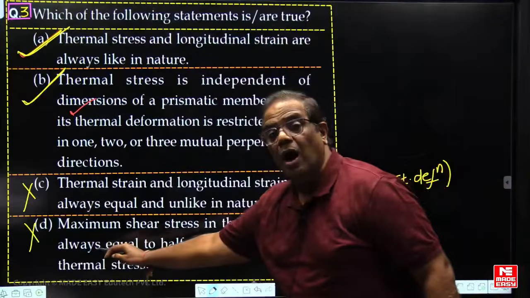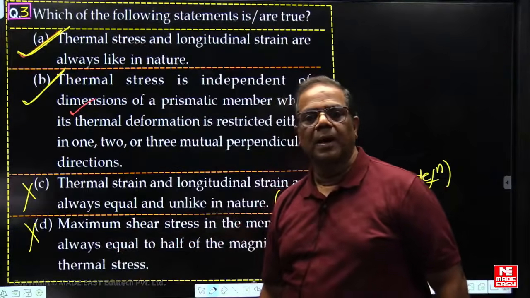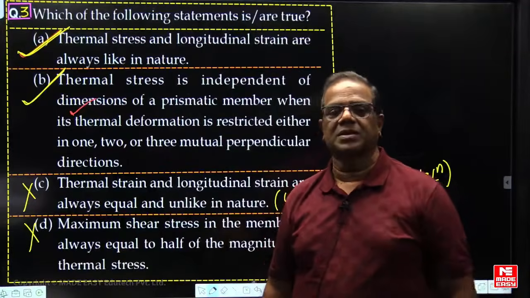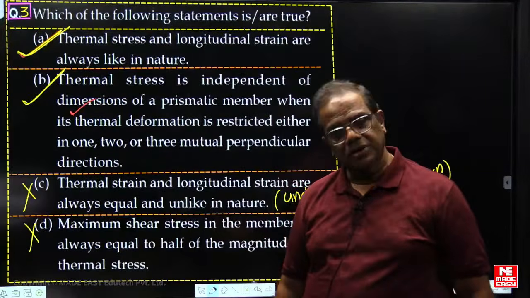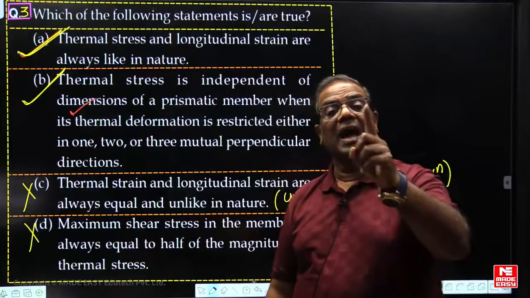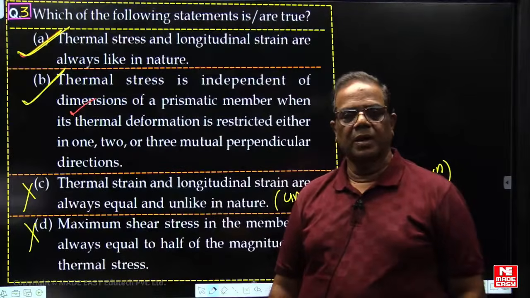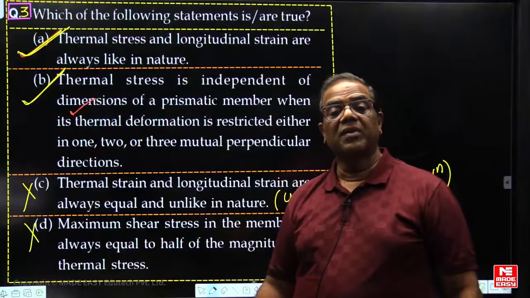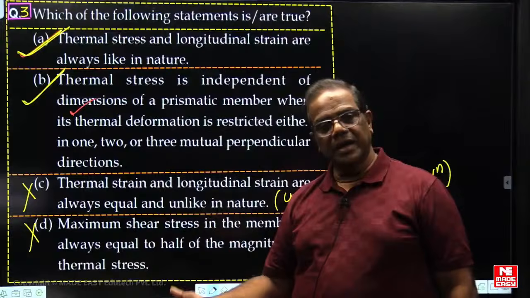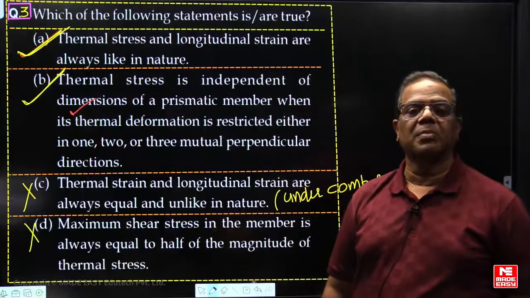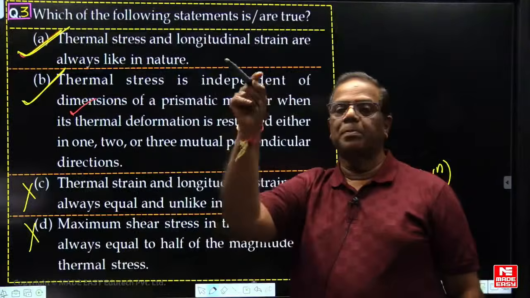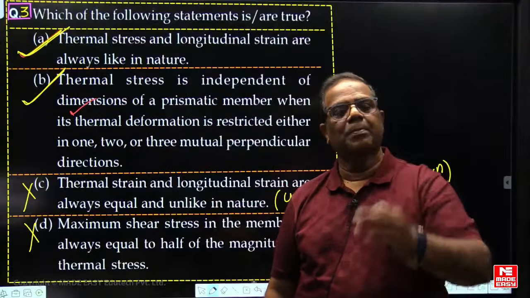So this statement is correct only when restricted either in one or two directions. But what is given now? Always. So this statement is not correct when restricted in three directions. When restricted in three directions, you are going to get a hydrostatic state of stress, that is, sigma 1, sigma 2, sigma 3 are equal and like in nature. Then Mohr's circle will become a point. All the Mohr's circles will become a point now.